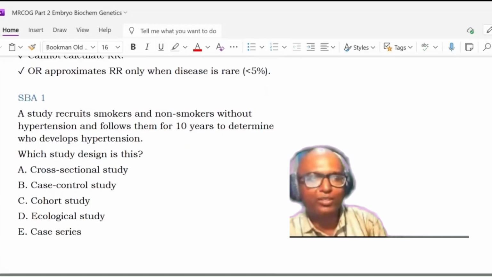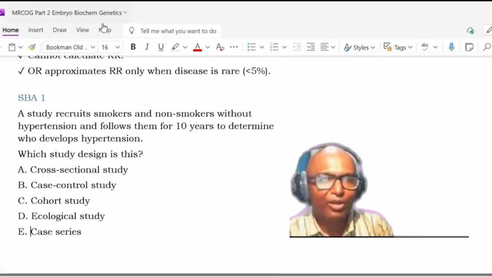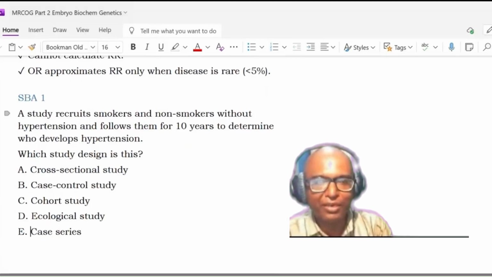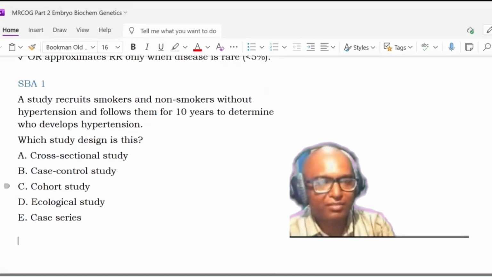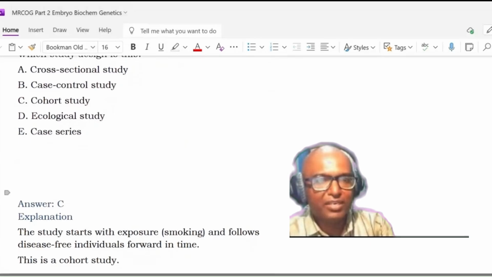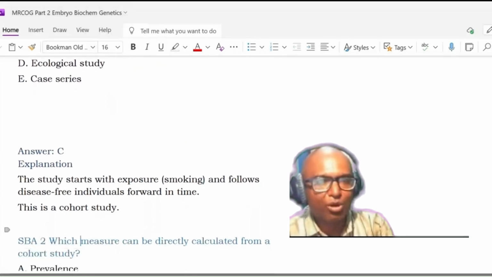Why case control, Doctor? Sorry, sir. It is cohort study. Read everything carefully. Now we have less time, so we cannot commit such mistakes. We have smokers and non-smokers without hypertension, followed up for 10 years. So time is a component. So yes, sir, cohort. The study starts with exposure, smoking, and follows disease-free individuals forward in time. This is a cohort study.